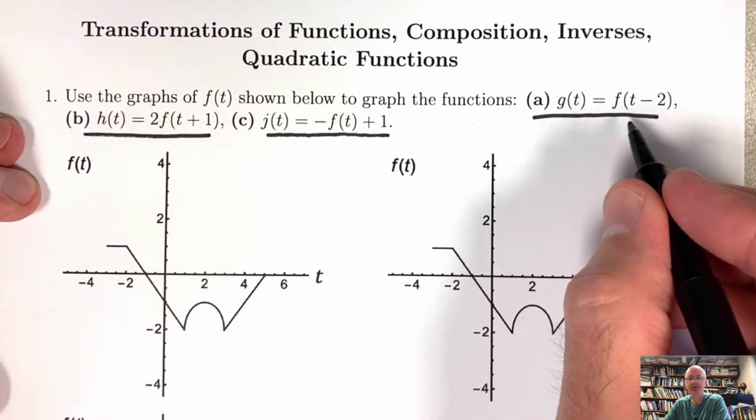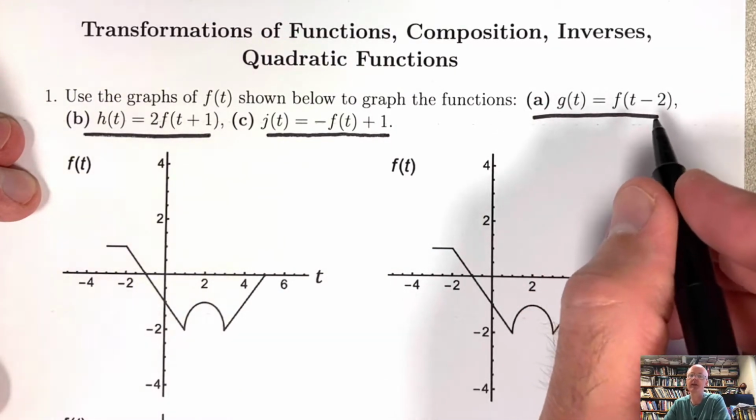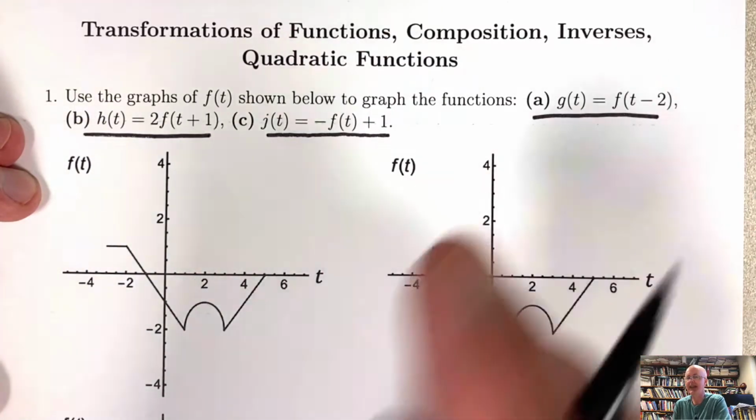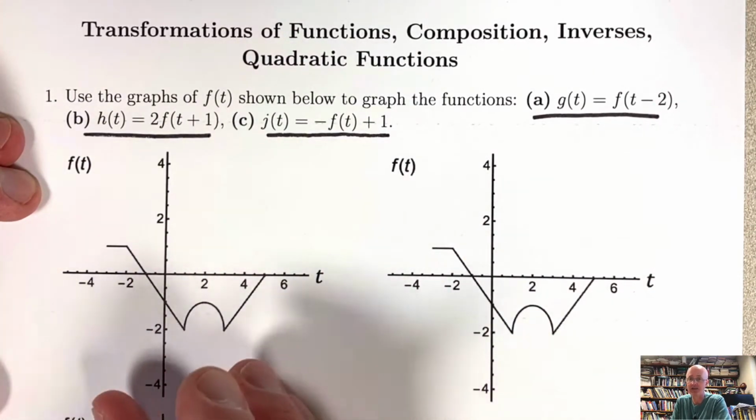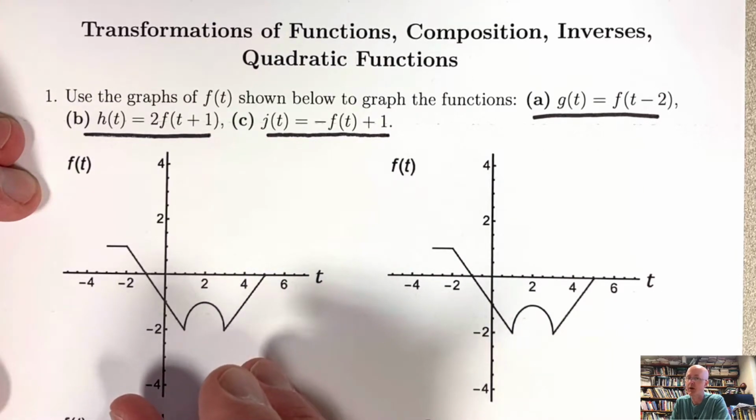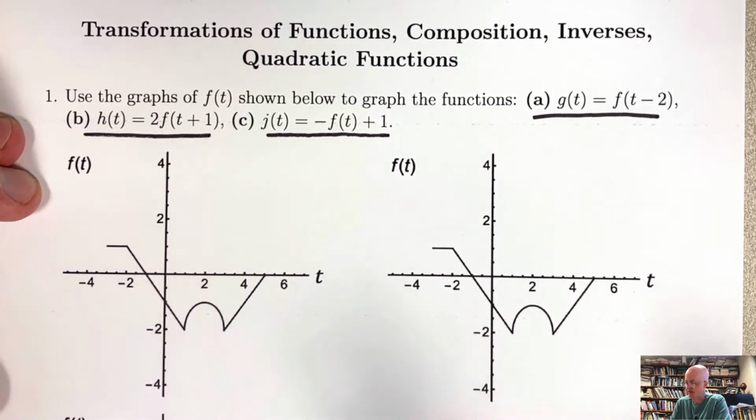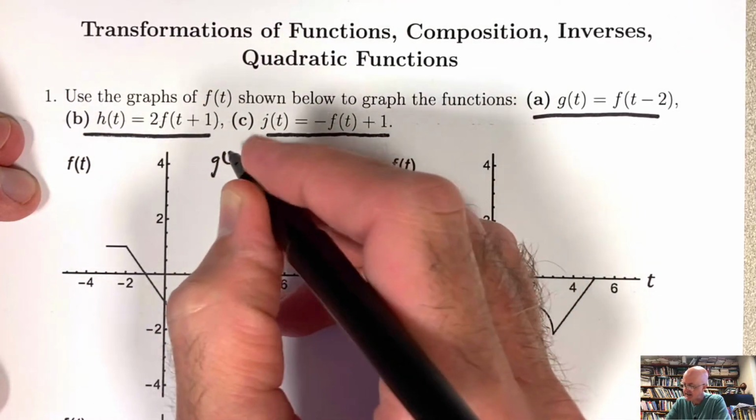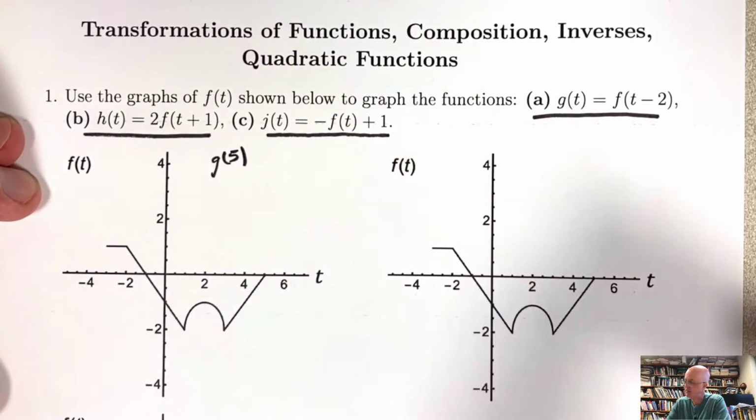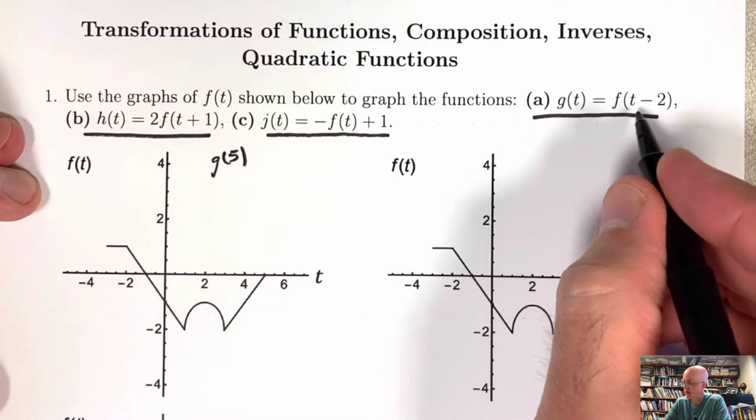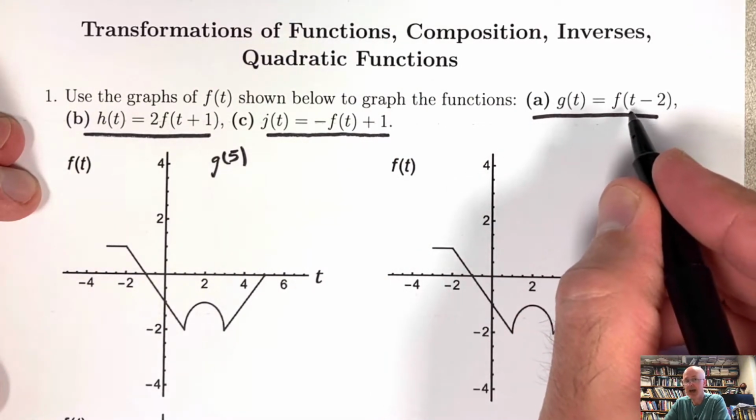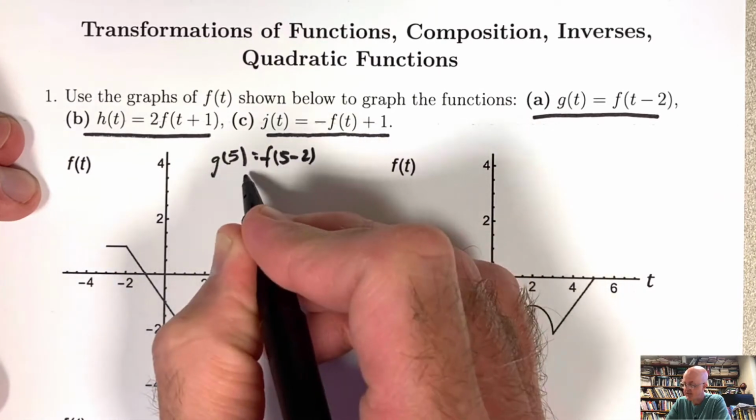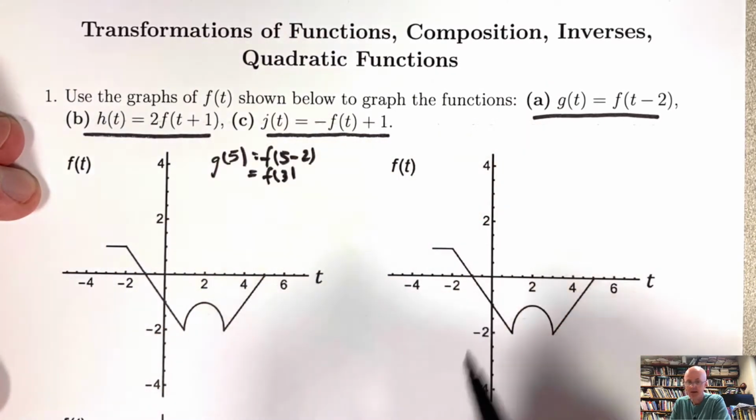g of t is f of t minus 2. When you replace t with t minus 2 inside the parentheses for the input of f, that takes the graph of f and translates it to the right by 2 units. Why? For example, what if we wanted to find g of, let's say, 5? Using this formula, we would replace t with 5, and we would evaluate f of 5 minus 2. That's f of 3.